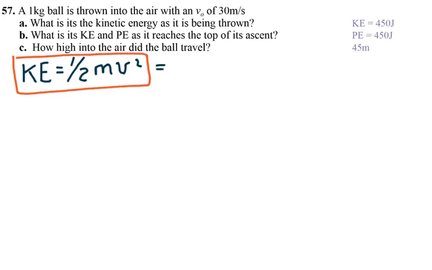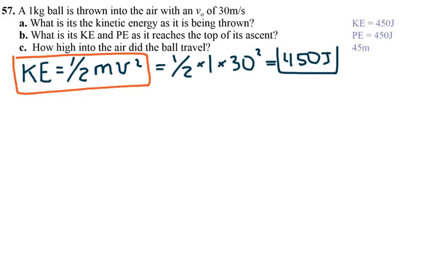and equals 1/2 the mass is 1 and the velocity squared is 30. So it gives me 1/2 of 900, which is 450 joules of energy. Because the total energy is conserved when the object gets all the way to the top, so let's say this is the ball, it's going to be thrown upward with initial velocity of 30 meters per second.